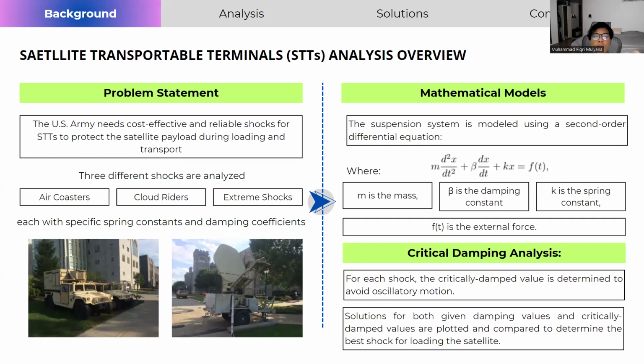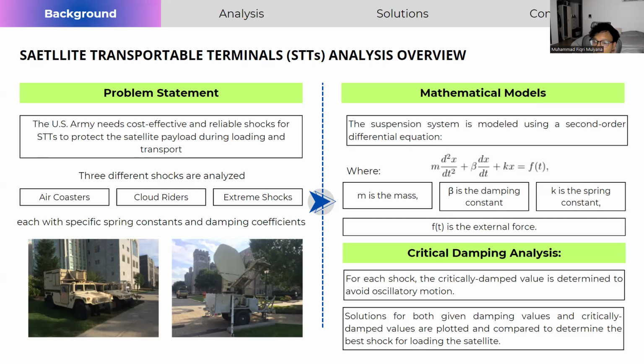The first one is air posters, the second one is flood riders, and the third one is axiom shocks, each with specific spring constant and damping coefficients. The next one is the mathematical model. The suspension system is modeled using a second order differential equation: m d squared x per dt squared plus beta dx per dt plus kx equals F(t). Here m is the mass, beta is the damping constant, k is the spring constant, and F(t) is the external force.